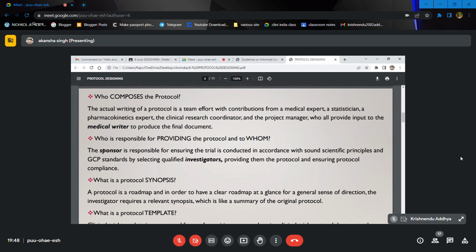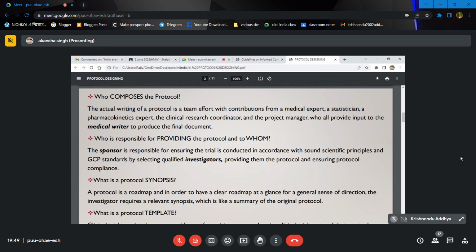Some sponsor will have a team. It is the responsibility of the sponsor to provide the protocol to the investigator, but it will be made by the team. They will have a medical expert, a pharmacokinetic expert, statisticians, and a research coordinator. Many people will be there who will provide inputs, and the medical writer will draft it.